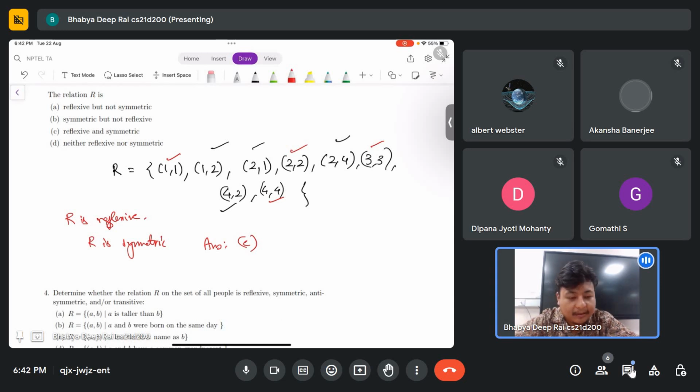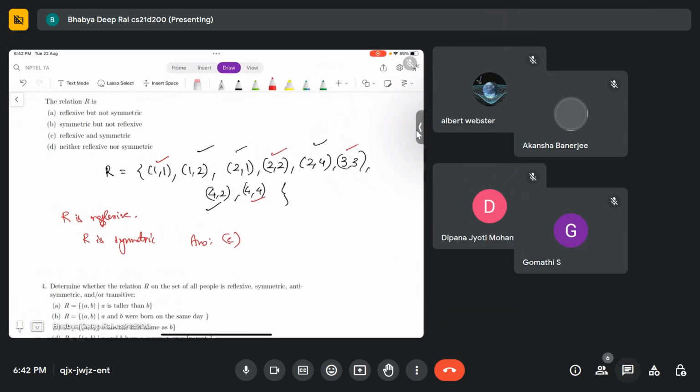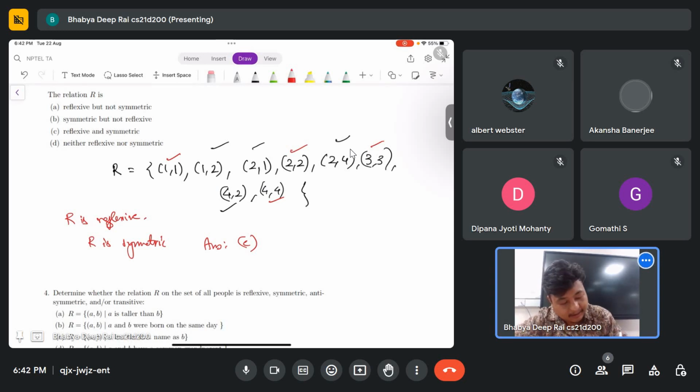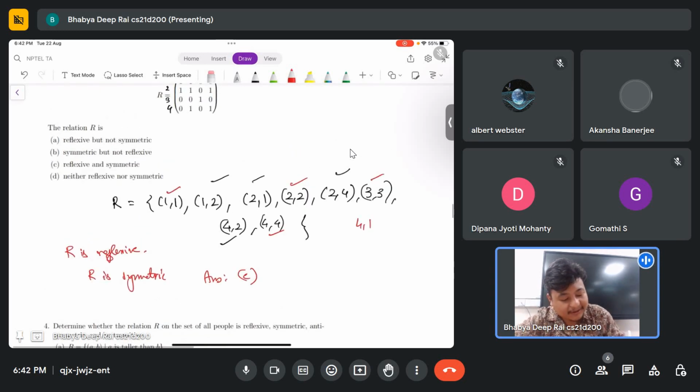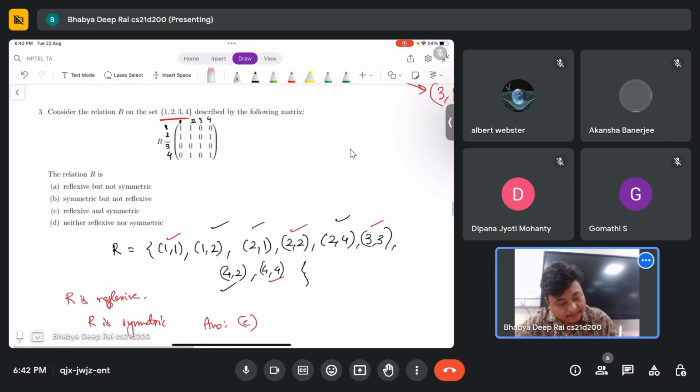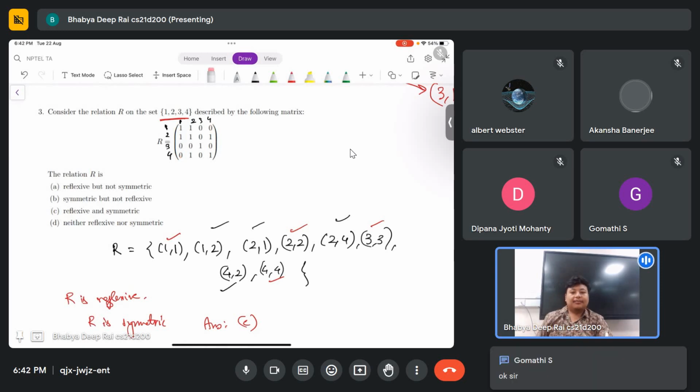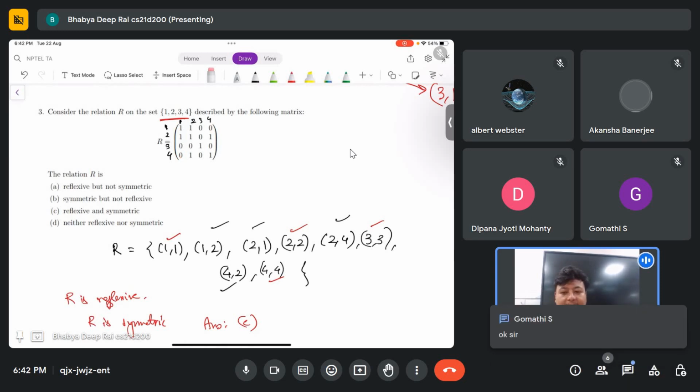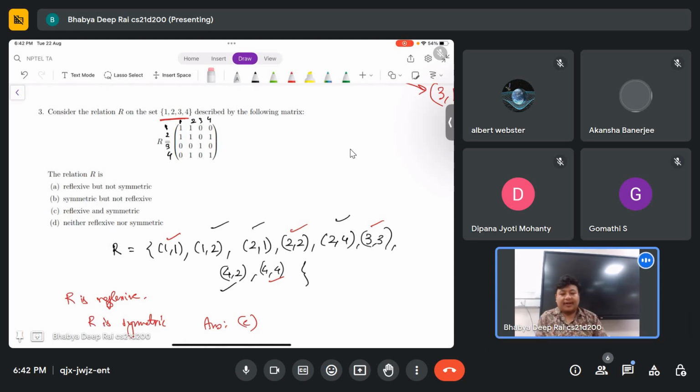Okay, is it fine? Yeah, Gomati, when you are saying (1, 4) was not there, (4, 1) was not there to begin with. So I don't need (1, 4) to be there for the relation to be symmetric. If, for example, I had a (4, 1), then yes, I needed another one to be here. But also, there is a shorter way to look at this.